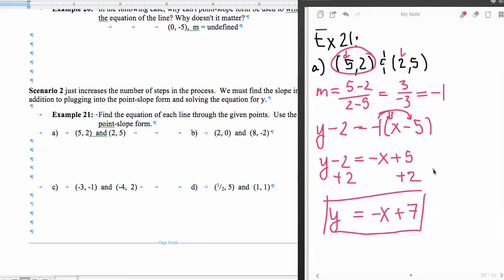Now, if we ever are in question, remember you can check these by seeing if they satisfy.